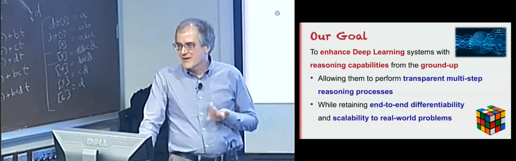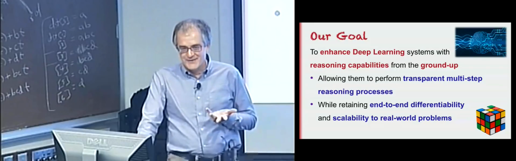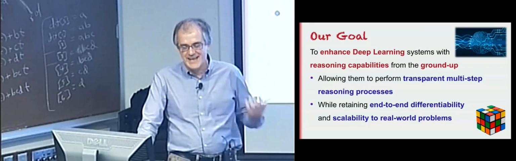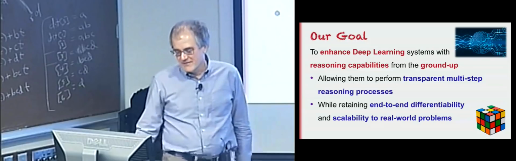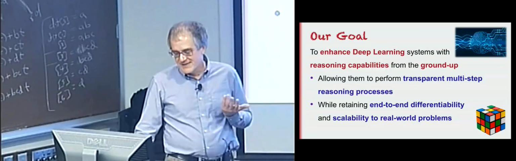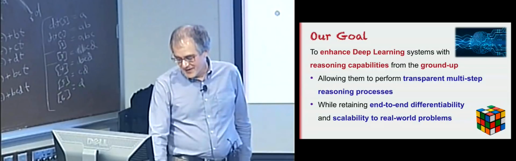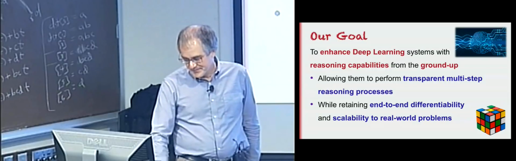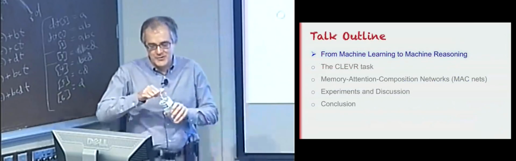But I kind of think if we're going to make further progress in artificial intelligence, we actually have to get back to some of these problems of knowledge representation and reasoning. And so this is one attempt to start to look at that from a neural network's direction. Okay, so here's my talk outline.